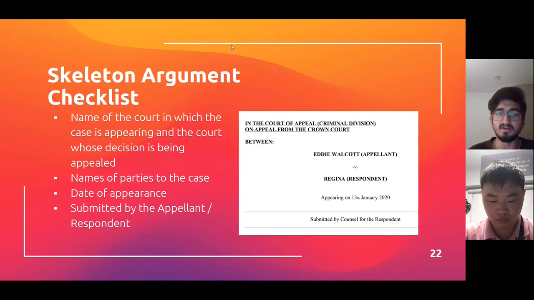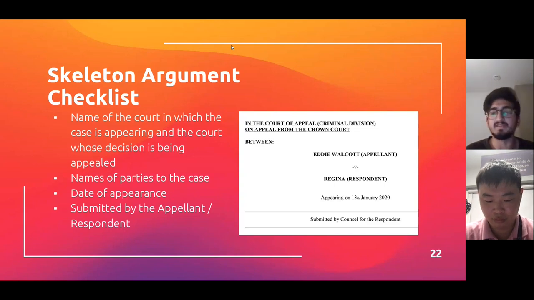It's a very common mistake, unfortunately, on a lot of skeleton arguments, whereby mooters don't get the name of the court which is being appealed correct, particularly since it's always important to remember that the Court of Appeal has two divisions: the criminal division, which is for criminal cases, and the civil division, which is for any civil cases.